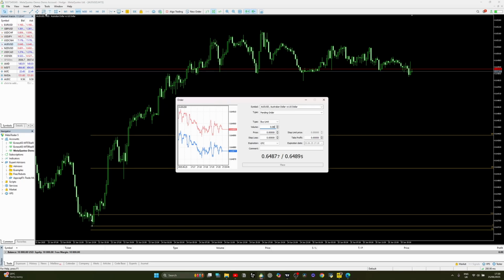So your entry price, to get the precise entry price, I normally use this tool. Once you do this, this is a level that runs horizontally. It will give you a price at this corner, which is 0.63805.